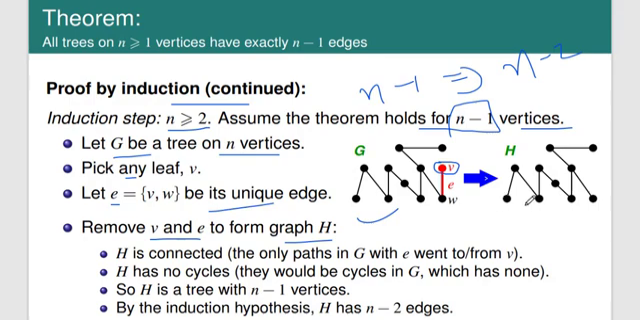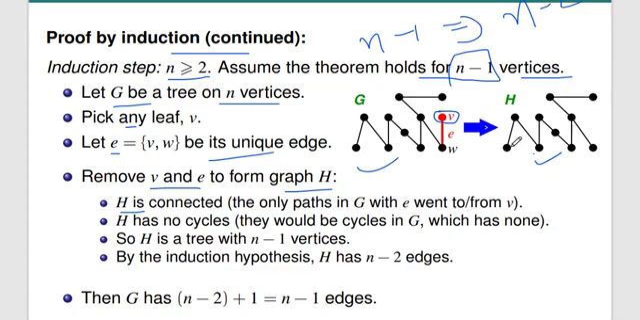Now remove V and E from the graph, call it H. Okay, we make a subgraph H. Now we have to find out that this H is a tree and also has n minus 1 edges. So let's say H is connected. Yes, this is connected. H has no cycle. We can see that there is no cycle. If there were a cycle, then G would also have a cycle, and then it could not be a tree. We first assumed that G is a tree, so it has no cycle and is connected. So now H is a tree with n minus 1 vertices. You can see that.